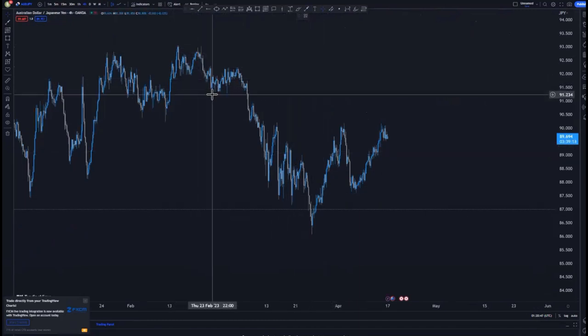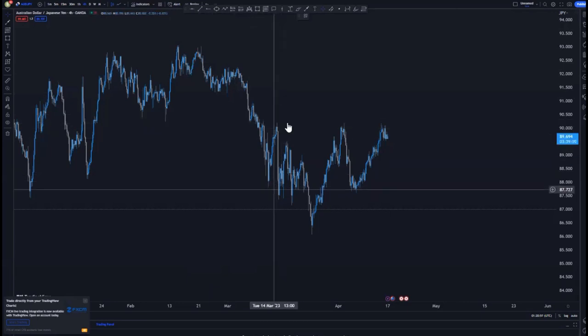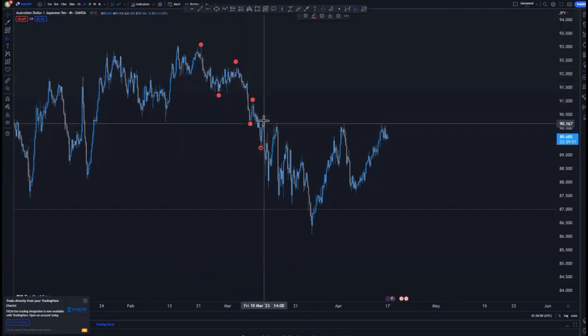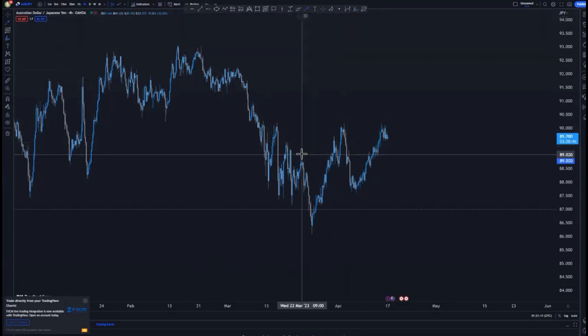As you can see, we have been creating lower lows and lower highs. From this point, we had this lower high, lower low, lower high, lower low, and so on, repeatedly. And then we had the first higher high, which is this one on the higher time frame, a clear higher high that we can use. That initially means that we have a break of structure around this point.